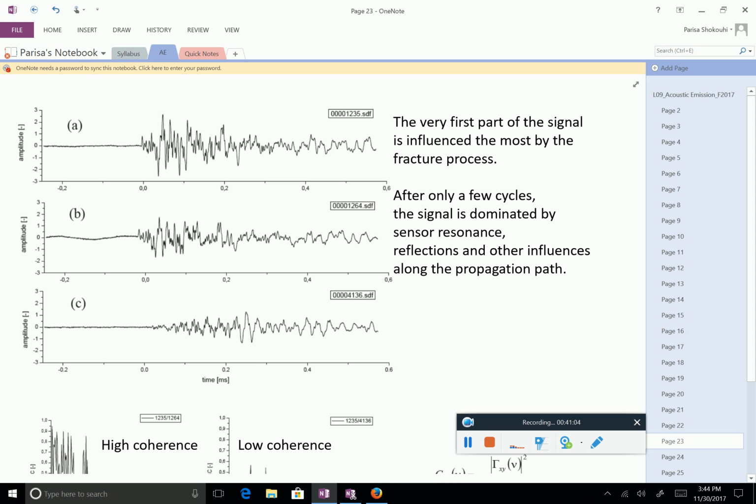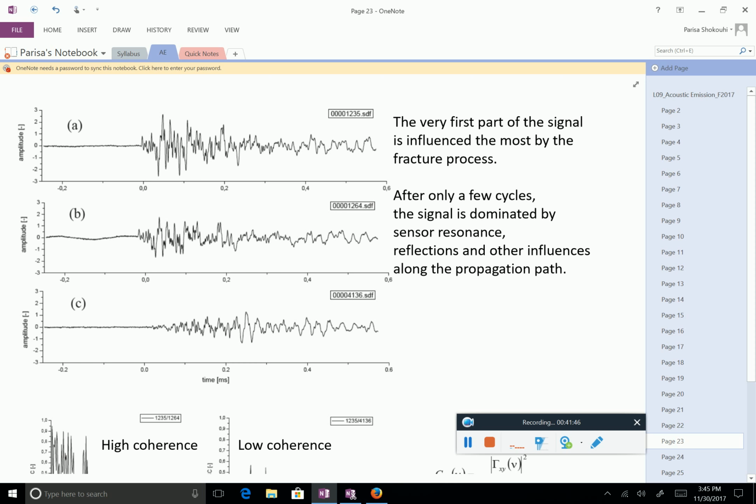Another thing that you need to be aware of is that when an event happens, the very beginning of the signal has a lot to do with the event. If you go a little bit later, whatever you see in the later parts of the signal has a lot to do with the medium through which it is propagating. So they all would look similar towards the end. You are going to see a lot of influences from the medium, so it's not very much related to the source.